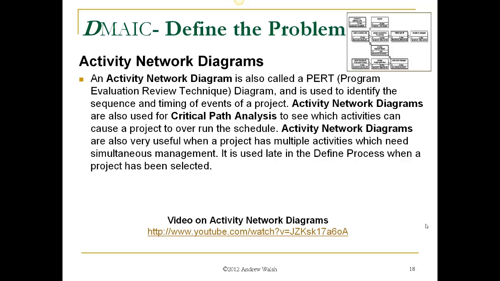Activity network diagrams. These are also known as PERT, or Program Evaluation Review Technique diagrams from project management, and are used to identify the sequence and timing of events of a project. Activity network diagrams are also used for critical path analysis to see which activities can cause a project to overrun the schedule. They are also very useful when a project has multiple activities which need simultaneous management. They are used typically late in the define process when a project has already been selected. And this is a nice video on activity network diagrams.